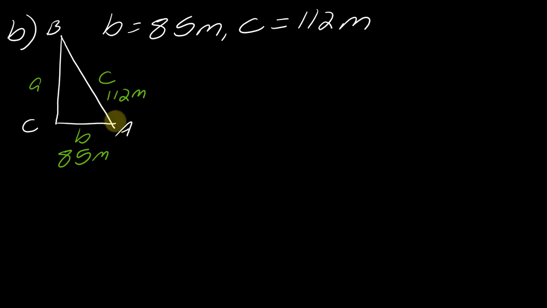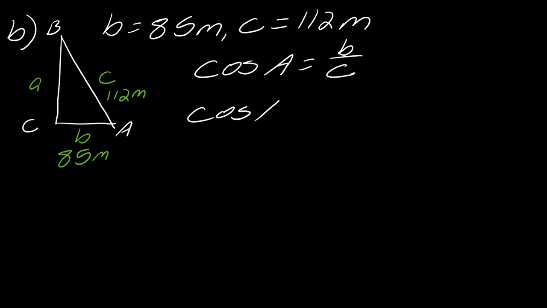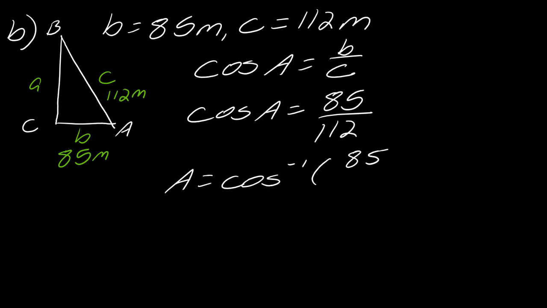So one thing I can easily figure out with the information I was given, let's see, when I think about A, I've got the adjacent side, and then I've got the hypotenuse. So that's cosine. So cosine of A is going to be b over c. So I do have enough information to fill this little ratio in. So I have 85 over 112. So to solve this, I just have to take inverse cosine of this. So A is going to be equal to, really, we'll round this up to 41 degrees.